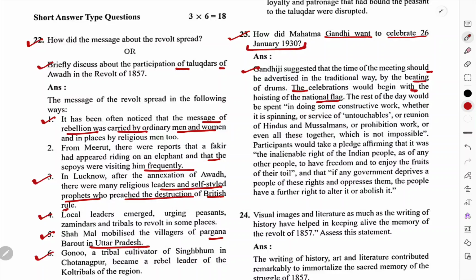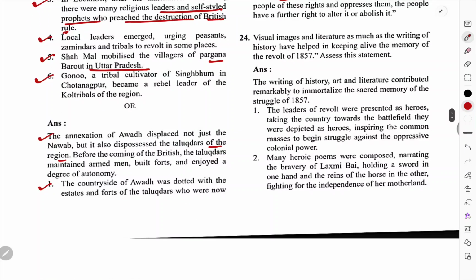Whether it is spinning, service of untouchables, reunion of Hindus and Muslims, prohibition work, or even all these together, which is not impossible, participants would take the pledge affirming that it was the inalienable right of the Indian people, as of any other people, to have freedom and to enjoy the fruits of their toil. Toil means their hard work, their labor. If any government deprives the people of these rights and oppresses them, the people have the right to abolish it. Now, question number 24.